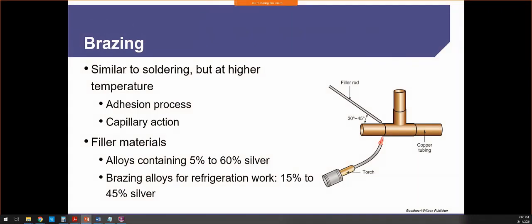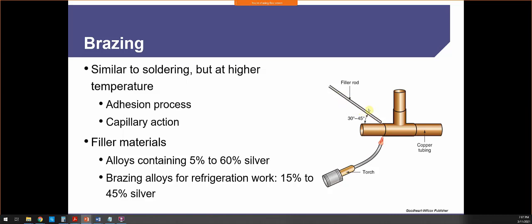Brazing, it's similar to soldering, but at a higher temperature. The difference being is we don't have to use flux here. The temperatures get so hot that any impurities or anything like that aren't going to matter, and we just sort of burn them all away.